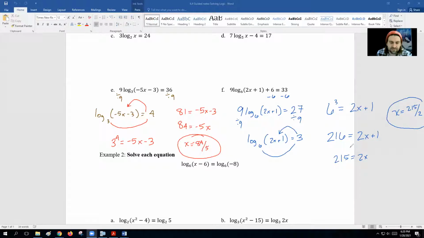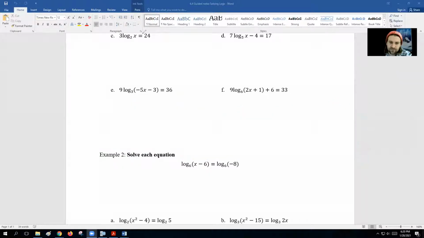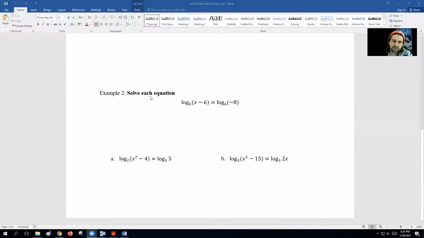You guys got it right? Feel good for yourself. All right, the next part of 6.4, what happens when we have multiple logs? When we have multiple logs, we got to watch out for some things. But the easiest thing to do is if we have a single log on one side and a single log on the other side, and they're the exact same log, both log base 6s here in this case, they cancel each other out. Almost like when we had common bases.